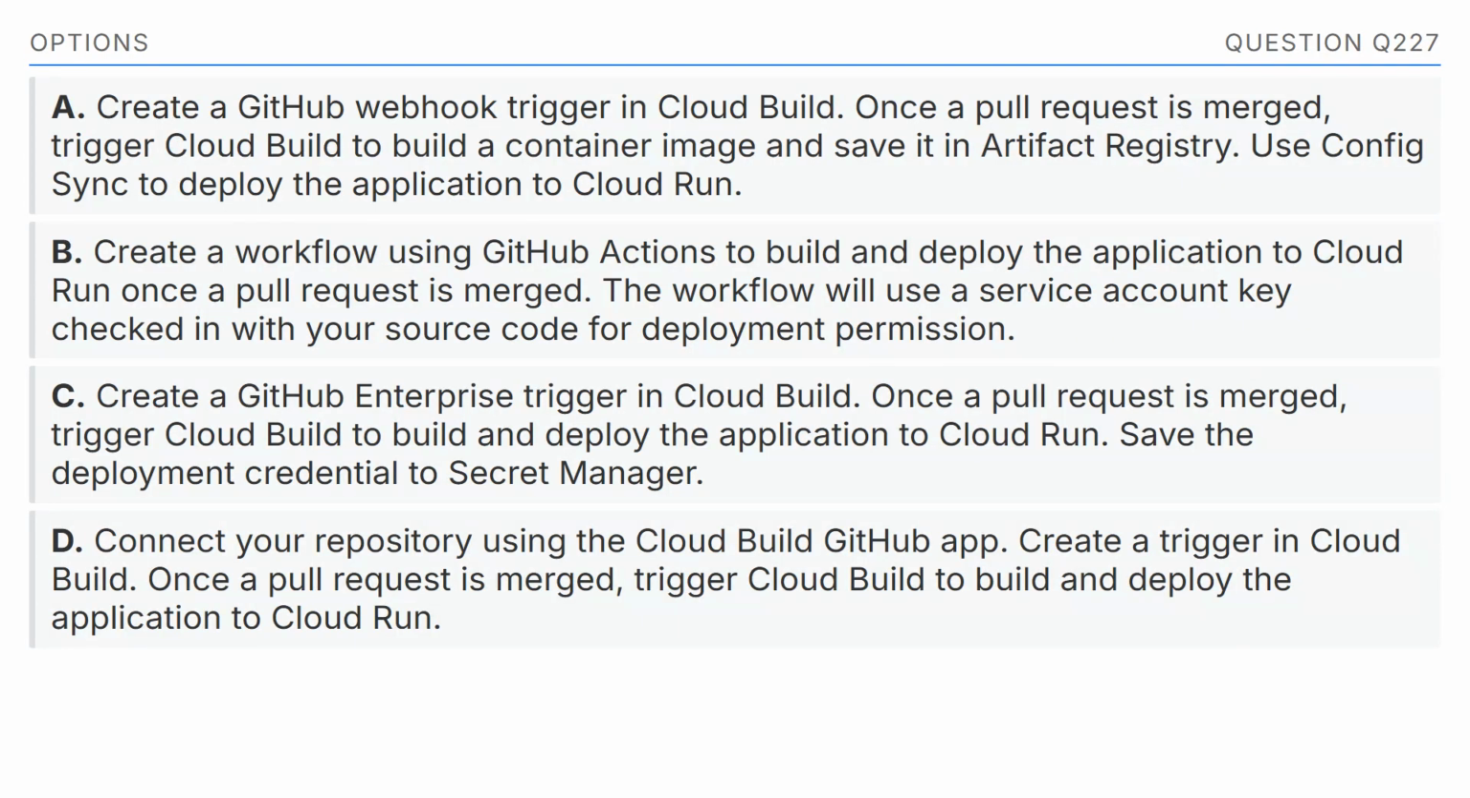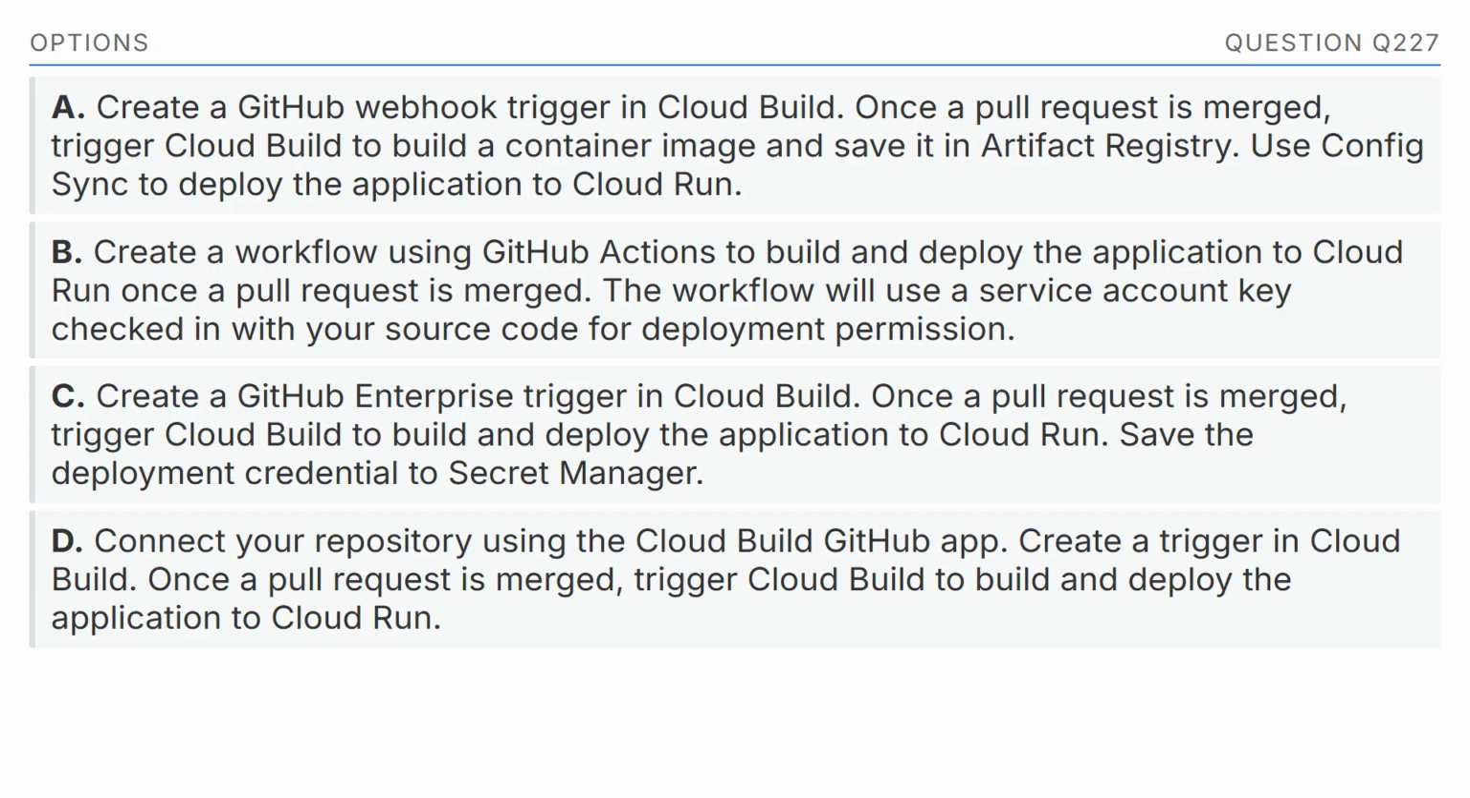The options are: Option A, create a GitHub webhook trigger in Cloud Build. Once a pull request is merged, trigger Cloud Build to build a container image and save it in Artifact Registry. Use config sync to deploy the application to Cloud Run. Option B, create a workflow using GitHub Actions to build and deploy the application to Cloud Run once a pull request is merged. The workflow will use a service account key checked in with your source code for deployment permission.